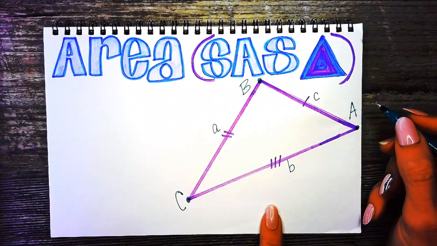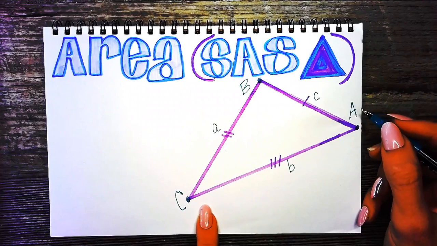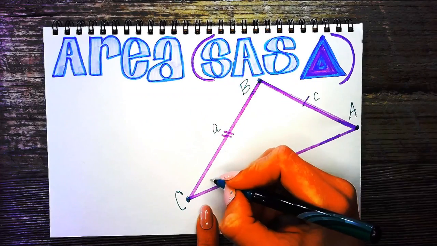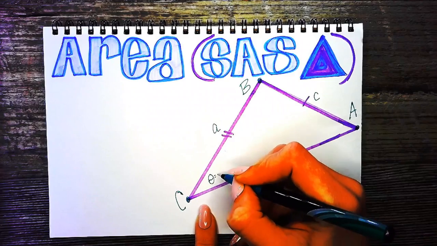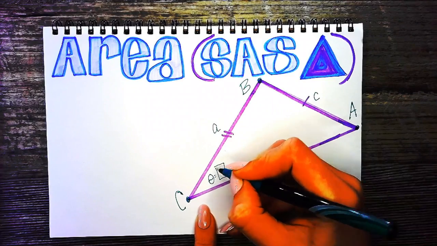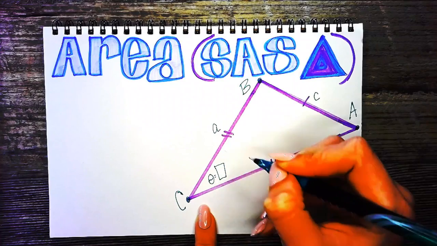This formula comes in really handy, and it's actually much quicker than Heron's formula if you have a side, angle, side triangle. Heron's formula we would reserve for a side, side, side triangle.